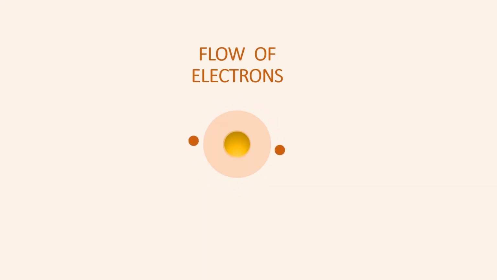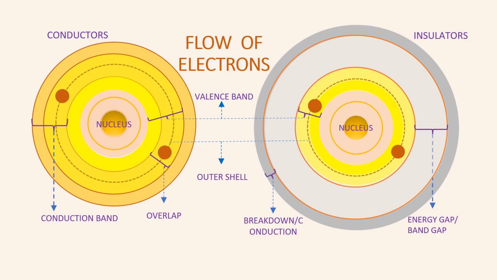The concept of electron flow in conductors and insulators. Molecular concept of conductor and insulator. Nucleus, electrons, shells, valence band, conduction band, and overlap between the valence and conduction band are illustrated.